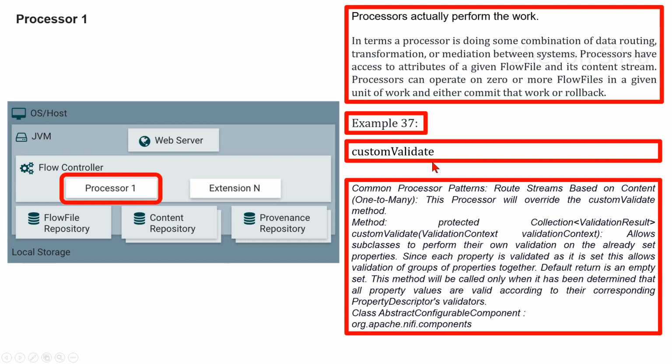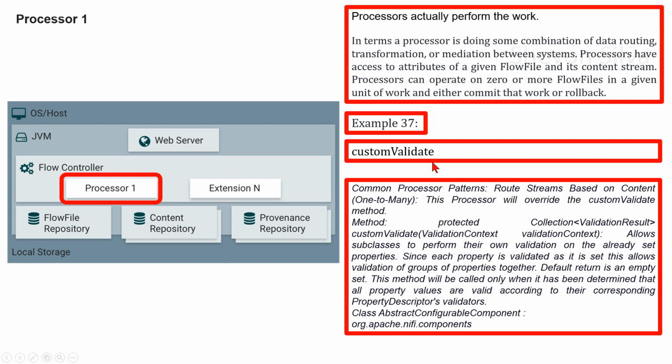This processor maintains an internal concurrent map where the key is the relationship and the value is a type dependent on the format of the match criteria. In our example, we would maintain a concurrent map of relationship to pattern.